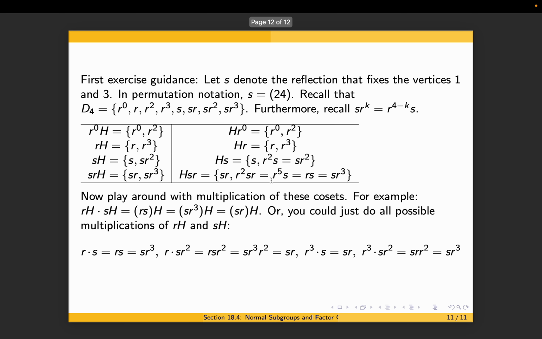Whereas here, what I'm saying is if you do R times S, that's basically now SR.